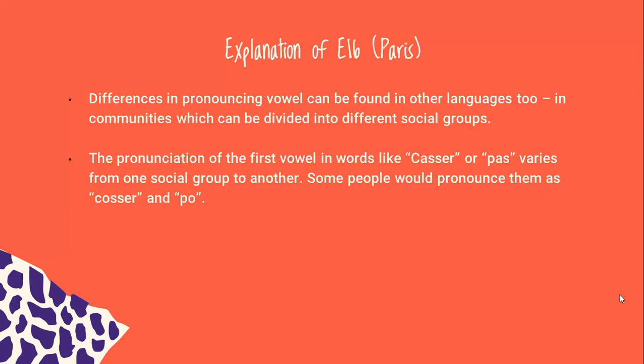So differences in pronouncing vowels can be found in other languages too, and in communities which can be divided into different social groups, the same as previous variables like in versus ing, r, and also h dropping. The pronunciation of the first vowel in words like castle or pass varies from one social group to another. Some people would pronounce them as castle and also.